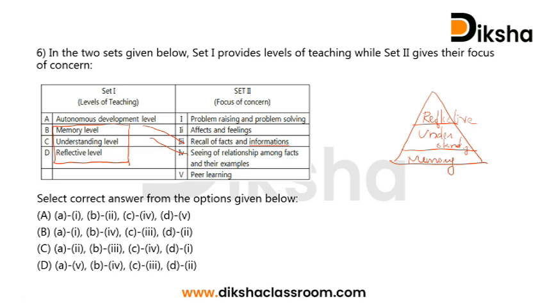Now, what matches reflective level? We know reflective level is about using one's maximum potential and capacities, one's intelligence, logical capacity, logical reasoning, critical thinking, etc. So the perfect match for reflective level in set 2 will be option 1, problem raising and problem solving.